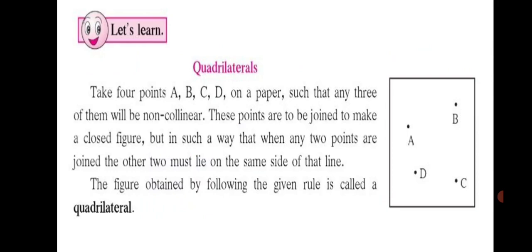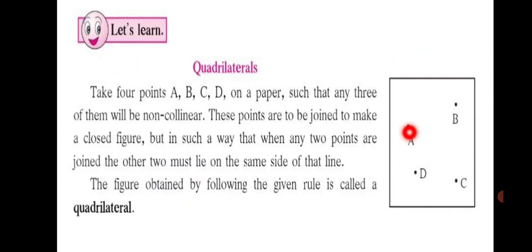Take 4 points A, B, C, D on a paper as shown in the figure alongside, such that any three of them will be non-collinear. Non-collinear means not in a straight line. These points are to be joined to make a closed figure, but in such a way that when any two points are joined by a line, the other two must lie on the same side of that line.